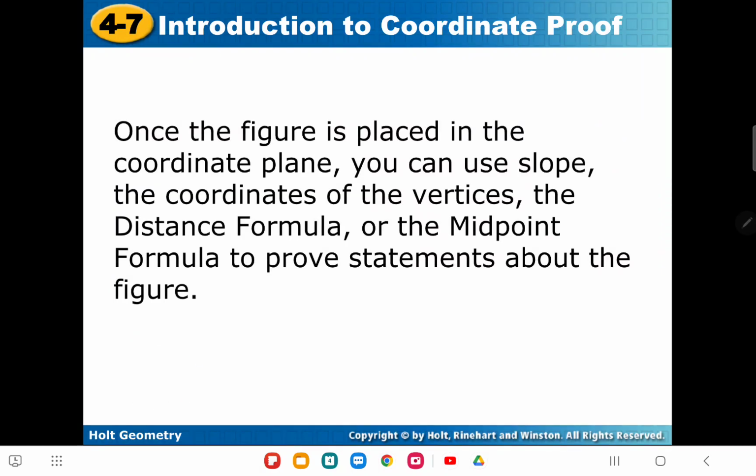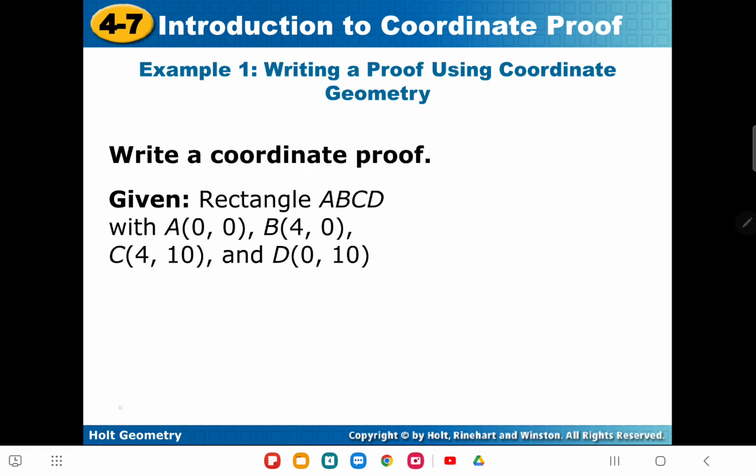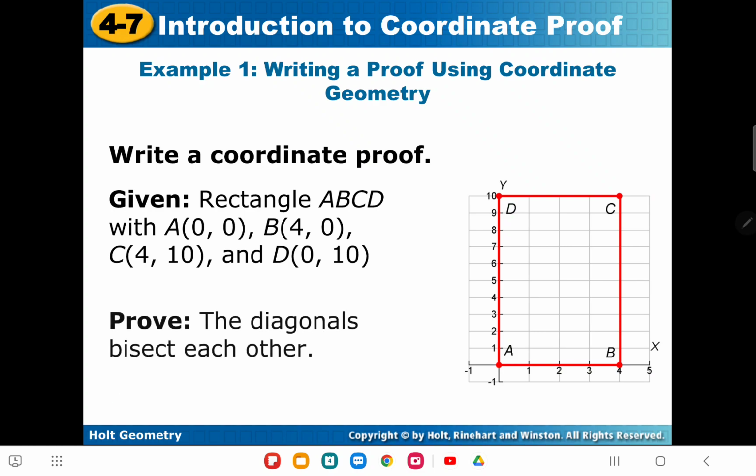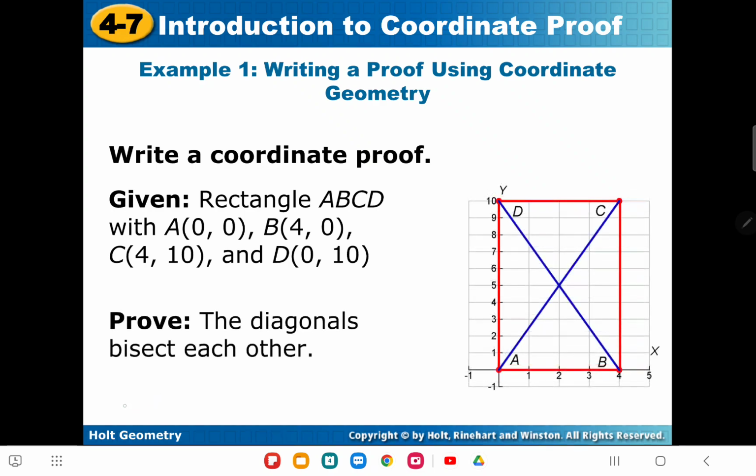Now, your tools here are going to be slope, distance formula, and midpoint formula, and you're going to want to use the coordinates of the vertices to prove statements about the given figure. So we're given rectangle ABCD with A at 0, 0, B at 4, 0, C at 4, 10, and D at 0, 10. Here's our figure graphed right here, and we're asked to prove that the diagonals bisect each other.